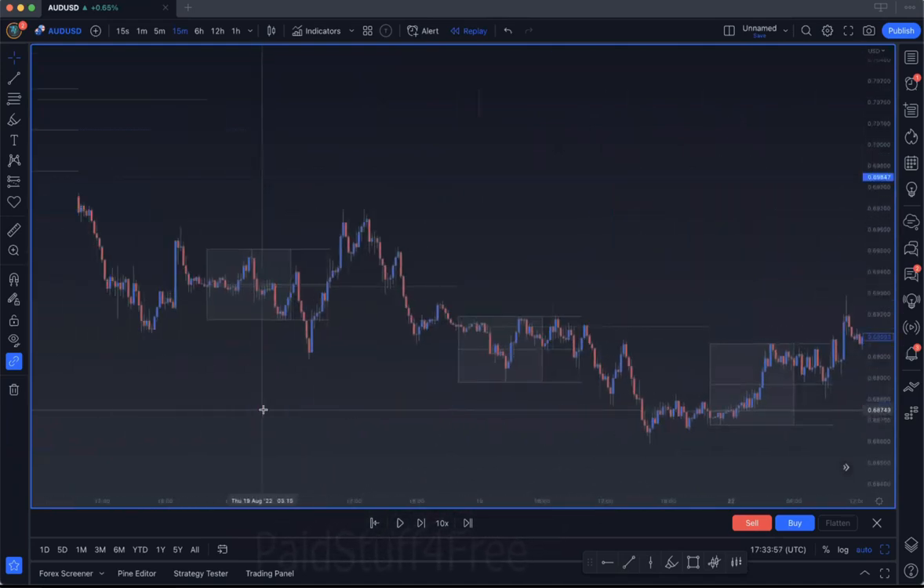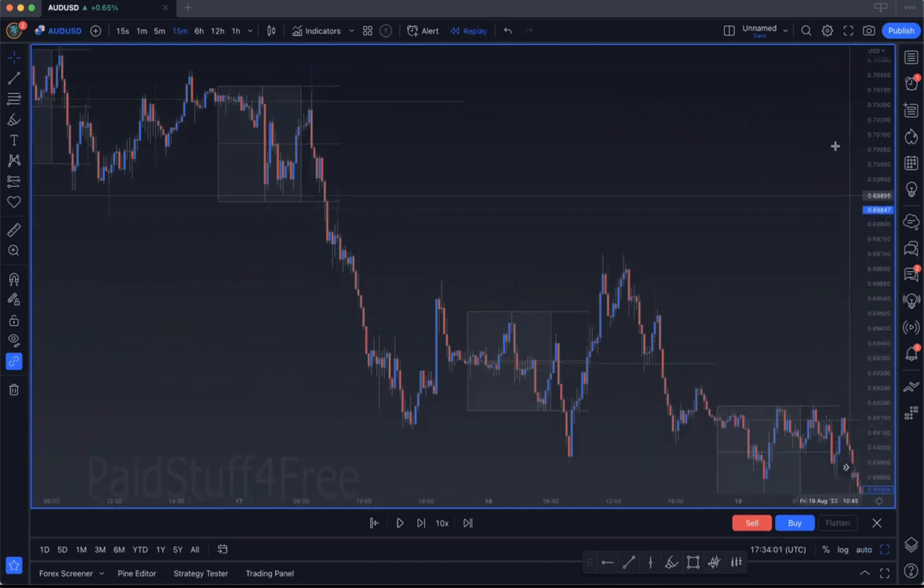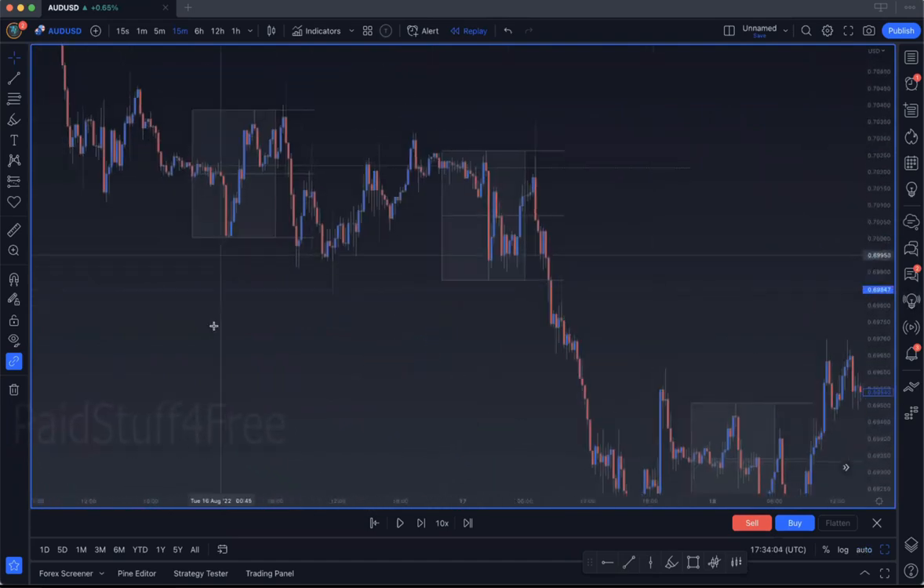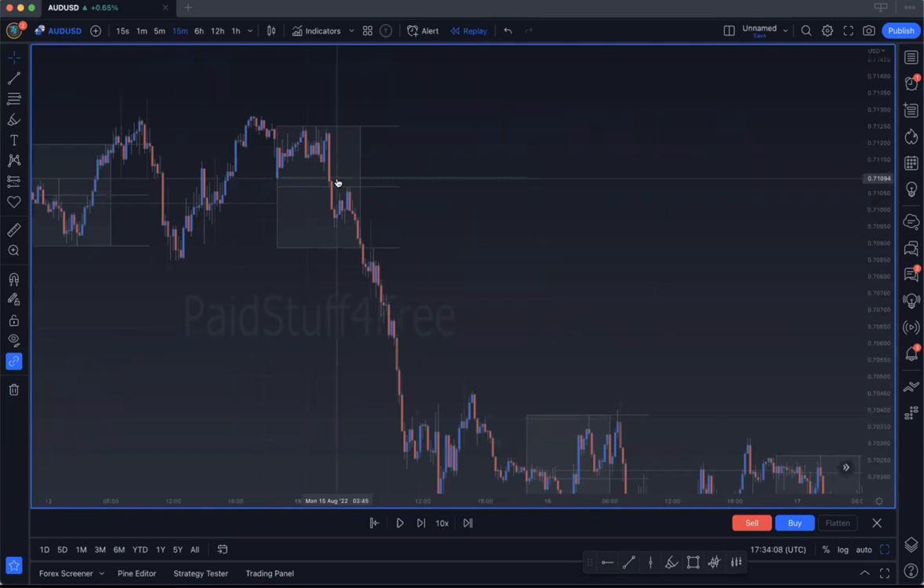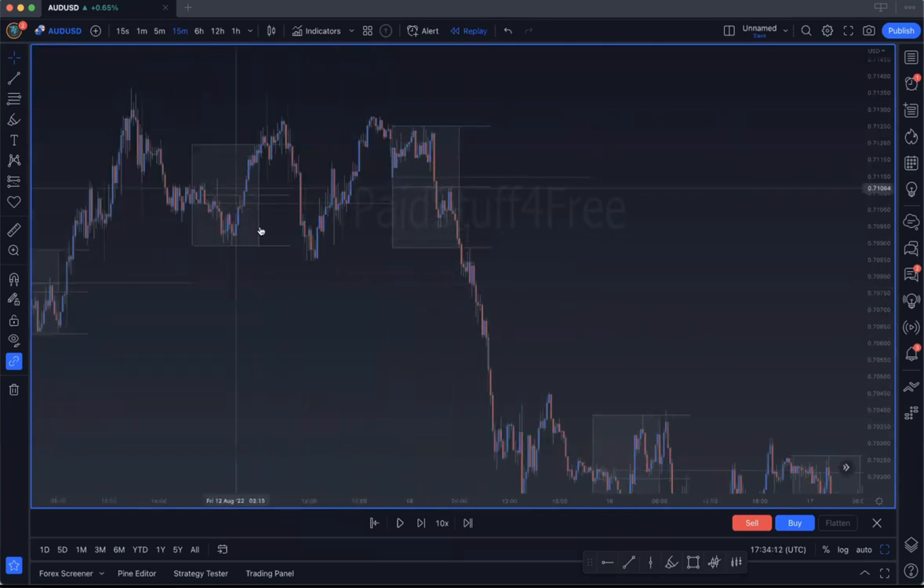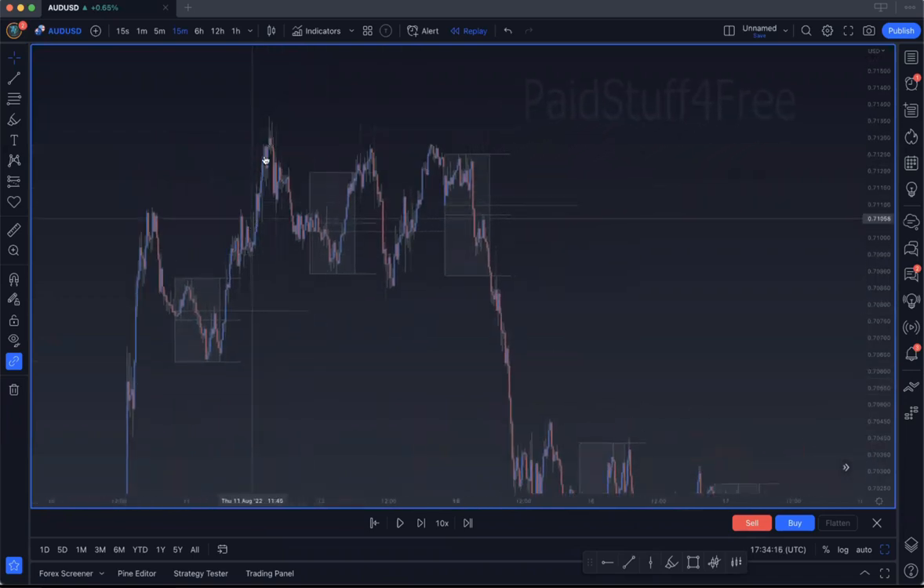So let's see. Let me find a good one. I need a better one. Okay, this is perfect right here. I think I already went over this one actually. So as you can see, when I say premium, this is like the highest price range right here. Price is having a hard time trying to break this.